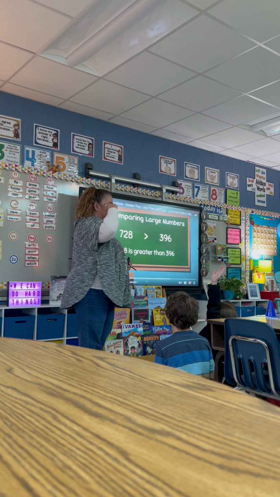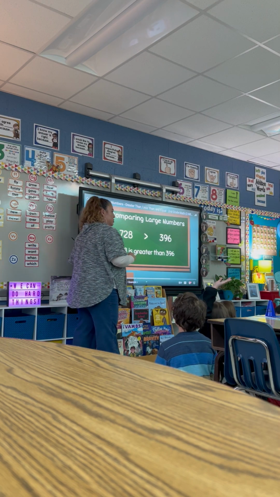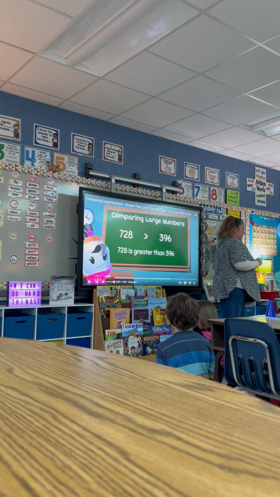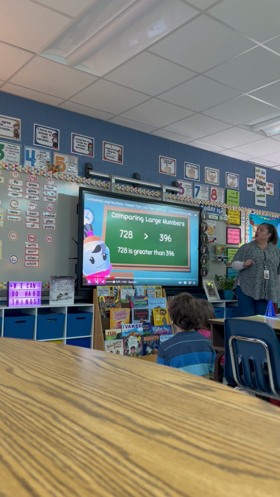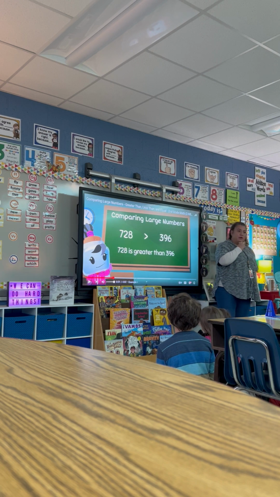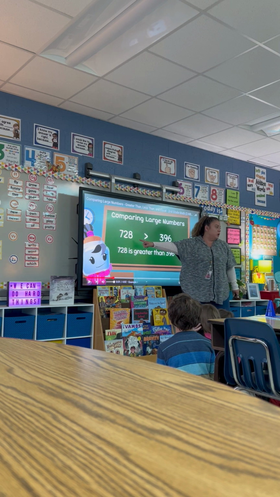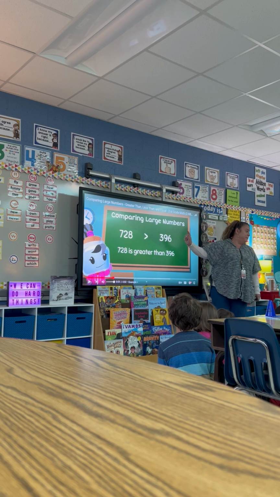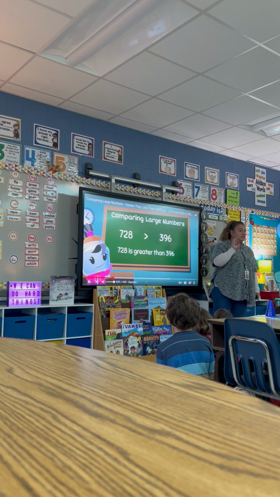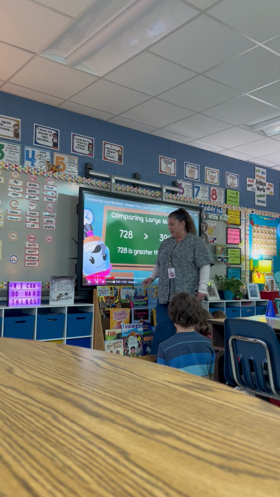Making you think a little bit outside of the box here. How would that change the problem? Connor? Instead of looking at the hundreds, you would have to look at the tens. Correct. And if I didn't have 300, immediately I would say, oh, 724 is bigger than 96, right? It'd be a lot quicker because it's missing the hundreds place, okay? So think about that as we look at the numbers.